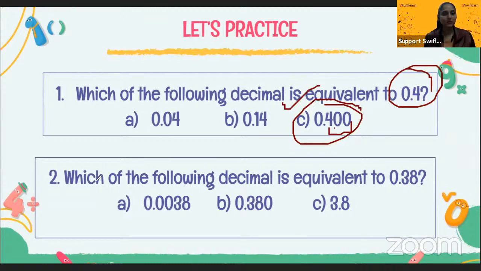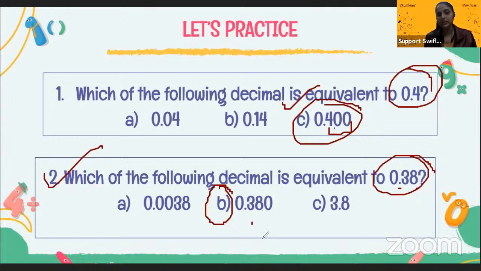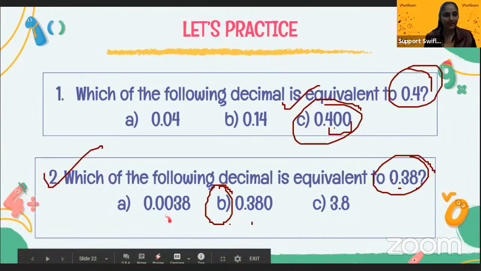All right, let's move further to the next one. Which of the following decimals is equivalent to 0.38? Now you are getting it. Very good. I think you all have got the answer as B, because 0.38 is 38 hundredths. In B, we also have 38 and we are just adding 0 at the end to get its equivalent decimal. So the answer is 0.380. Okay, everyone is clear now?